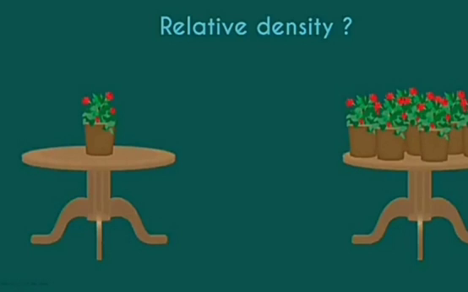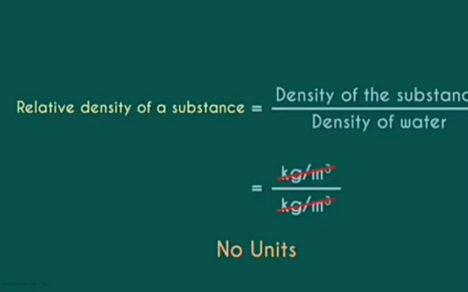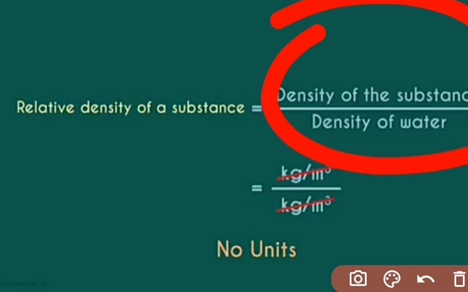That is, we are comparing the density of one thing to the density of another. But the question is relative to what? It is the density of water. That is, the relative density of a substance is the ratio of the density of the substance to the density of water. Now, what is the unit of relative density? Look at the right hand side. As it is a ratio of similar quantities, relative density will have no units. The units from the numerator and denominator cancel with each other.